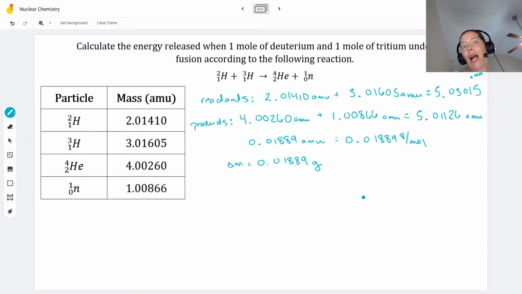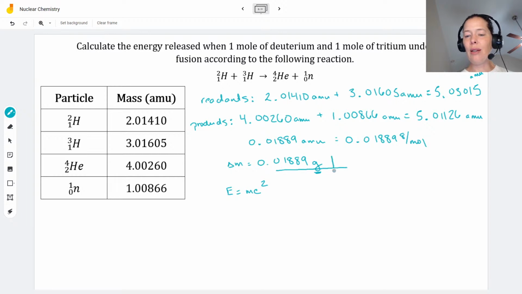So this is where we're actually going to use Einstein's most famous equation, E equals mc squared. You see this plastered everywhere, and everybody talks about it, but now you're actually going to do a calculation with it. So we are going to calculate the energy associated with this loss of mass. Now, what we need to do to make our units work is convert this grams into kilograms first.